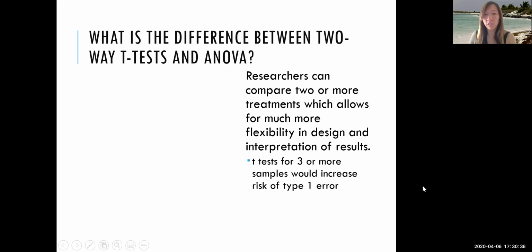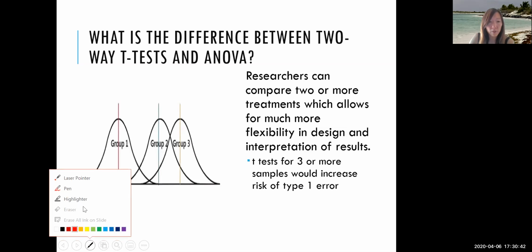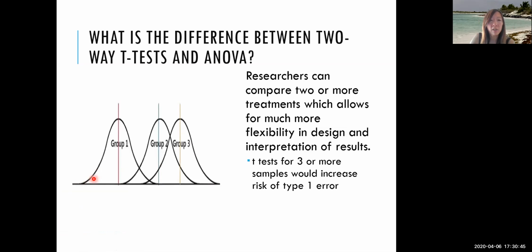So we could use a t-test for 3 or more samples. If we had 3 groups, 3 samples, we could compare group 1 and group 2, group 2 and group 3, and group 1 and group 3. So we could do an independent t-test or a 2 sample t-test with 3 or 4 or 5 or 6 groups. All right. The problem is that every time you run a 2 sample t-test, you are running more risk of committing a type 1 error.